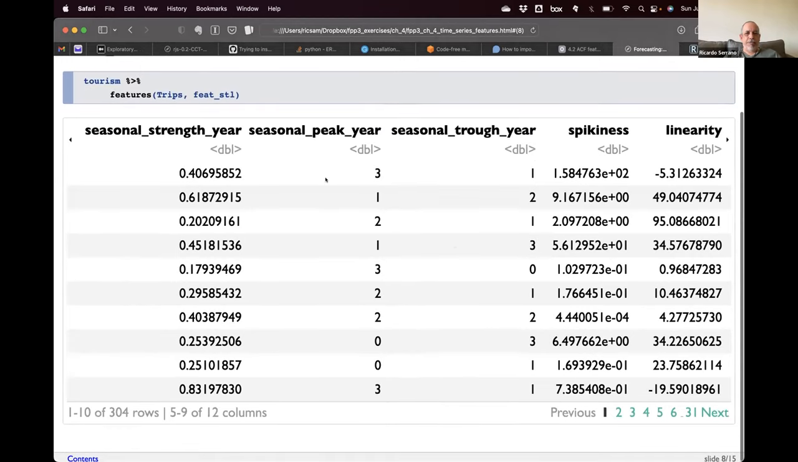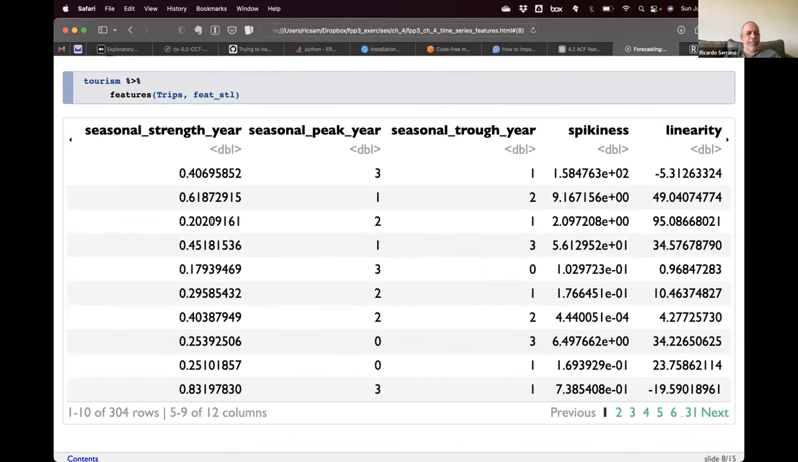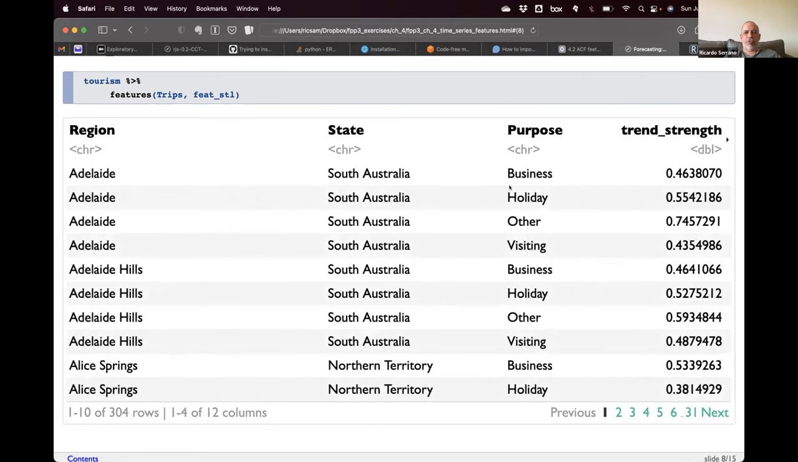Okay, so for example, I kind of put it all in one page here. You saw the trend strength before. As you can see right here, the biggest number in this piece of the puzzle, the biggest trend strength, is in the other purpose for Adelaide, South Australia, at least in this chunk. Then you have the same situation, but now the seasonal strength by year changes to Adelaide, South Australia, holidays. And as we will see, holidays usually have a strong seasonal component, right? Because you have certain periods during the year that are holidays.